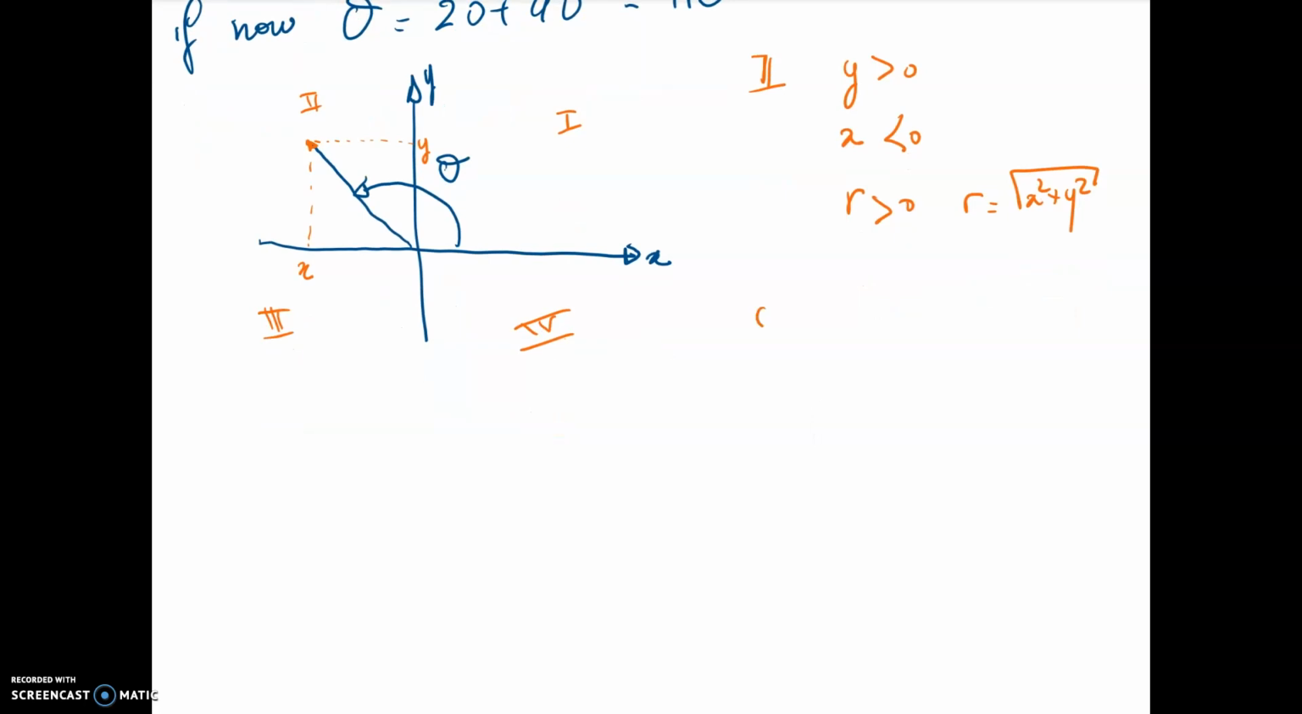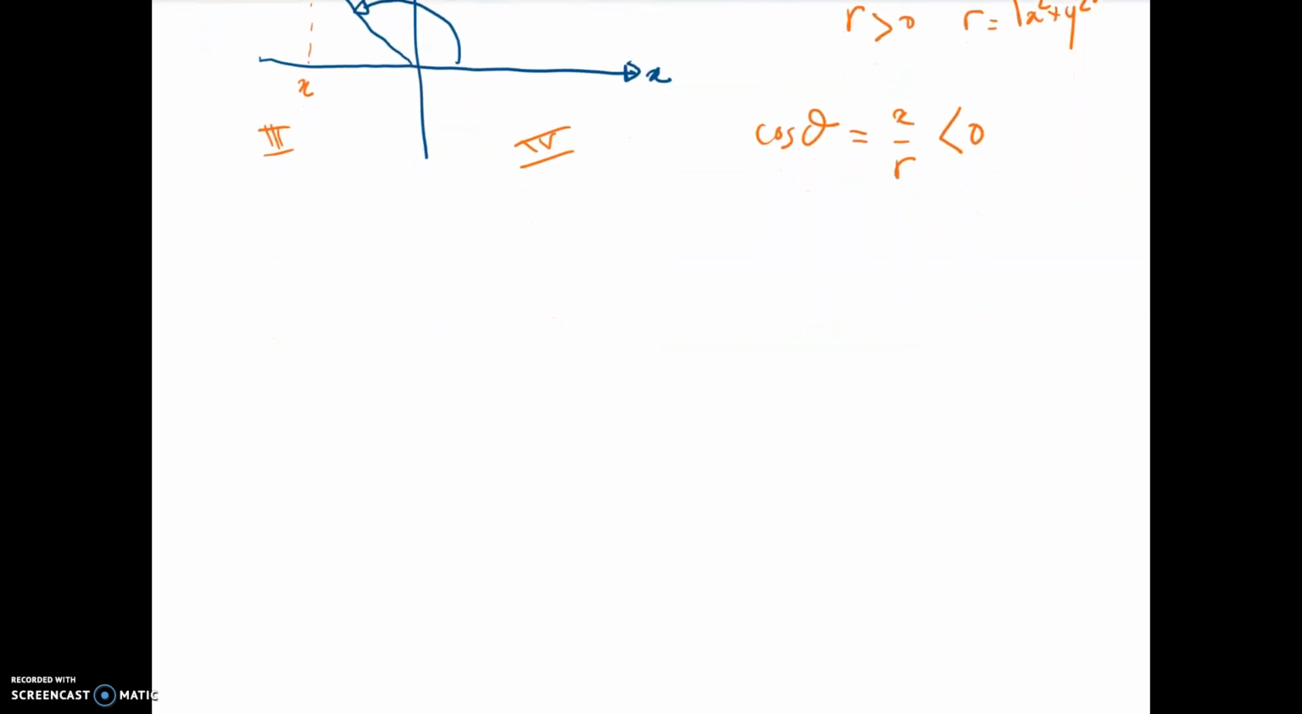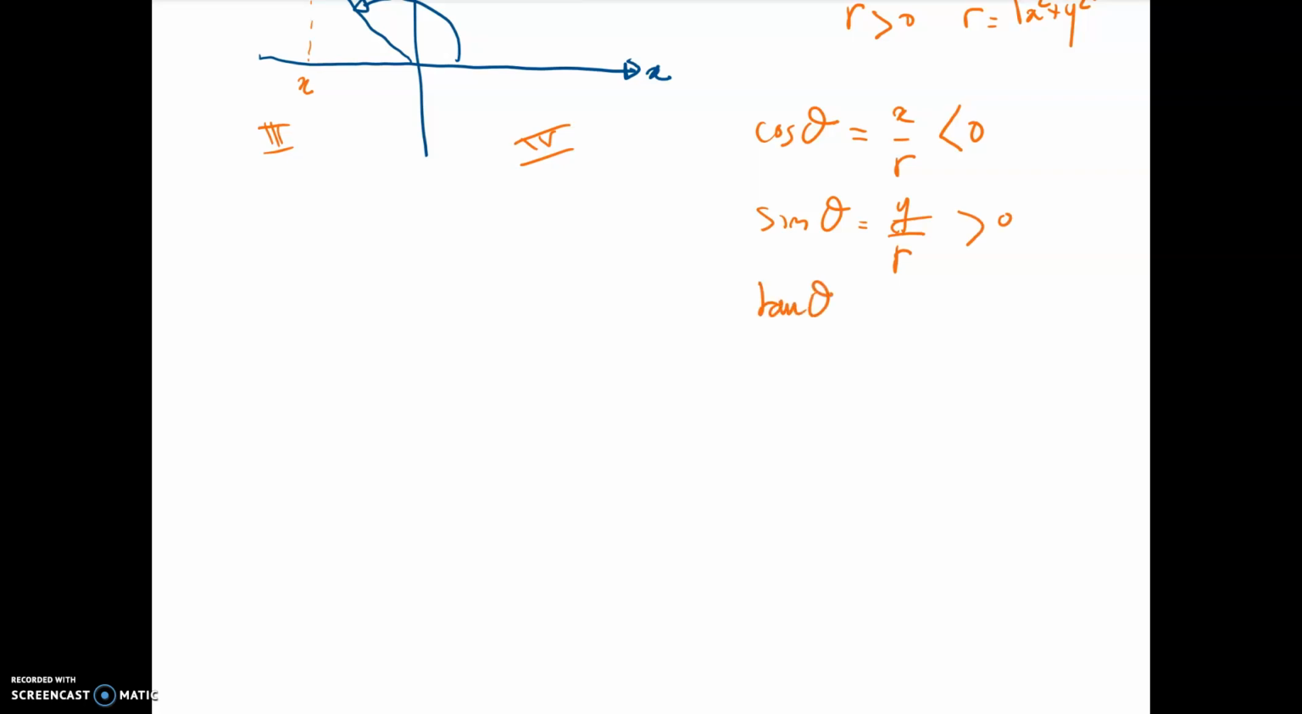So when you are looking at the cosinus of your angle, you got x over r, and it's going to be negative because x is negative and r is positive. Now, the sinus of your angle is y over r, and both are positive, so you will end up with something positive. On the other hand, the sign of tangent is y divided by x. Y is positive, but x is negative, so your tangent will be negative.